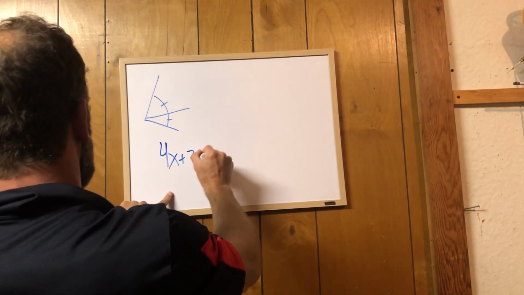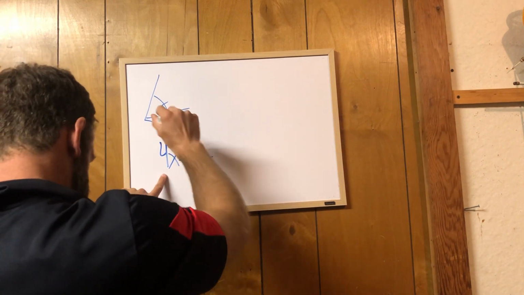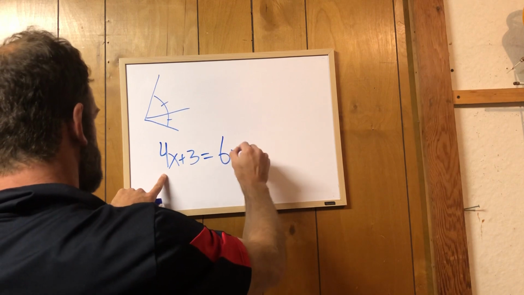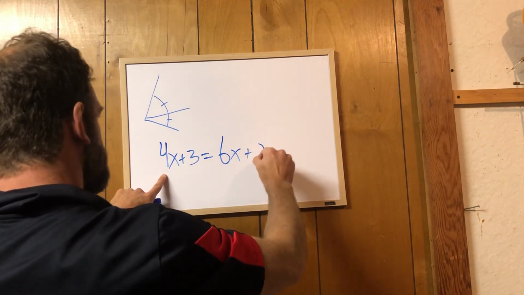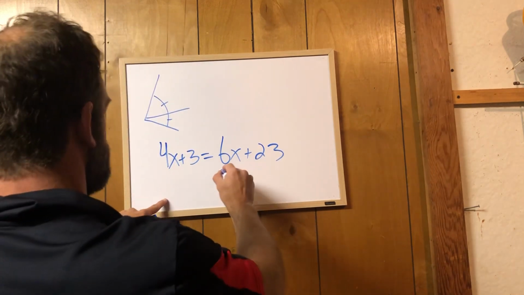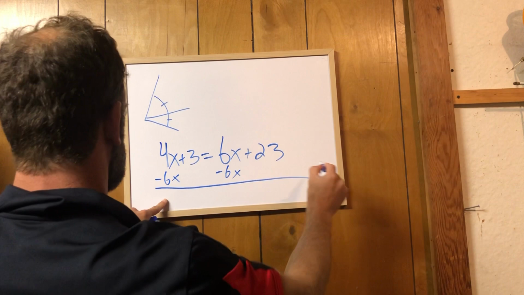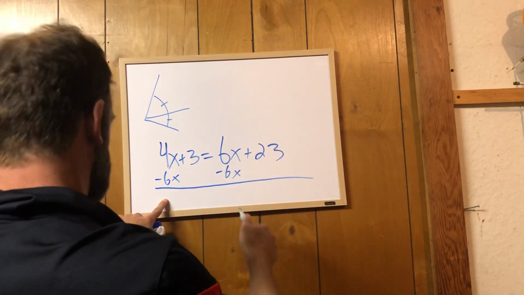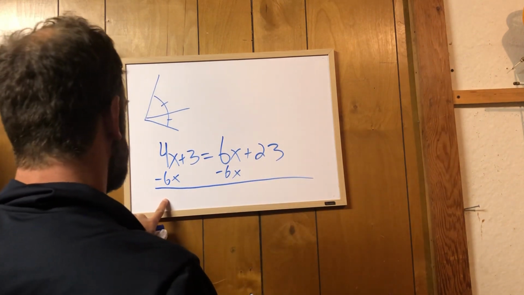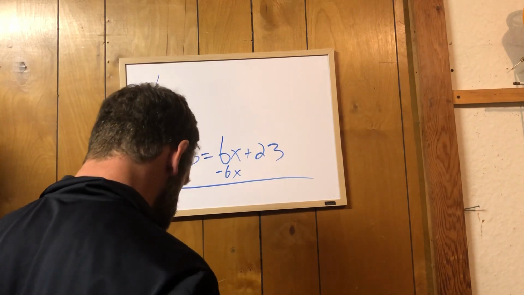4x plus 3. This angle is the exact same as this angle, which is 6x plus 23. Okay. Now, let's solve for x. Let's minus 6x, minus 6x. Oh, this isn't going to work because this is going to give me a negative answer.